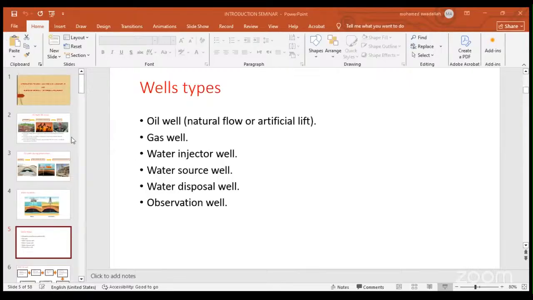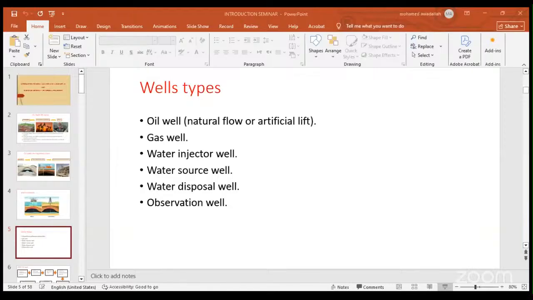And we can have a water injector well. This well is used to inject water from surface to downhole to support the reservoir or to increase the reservoir pressure to compensate for the drop in reservoir pressure due to production.